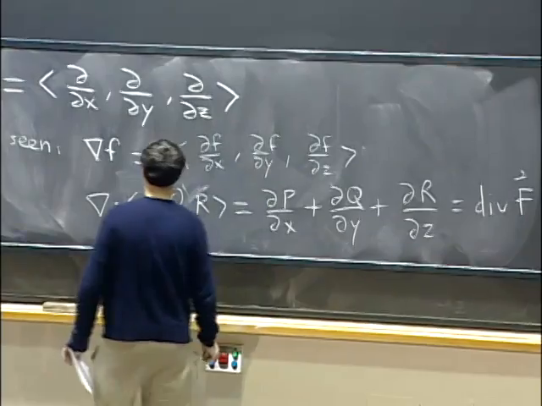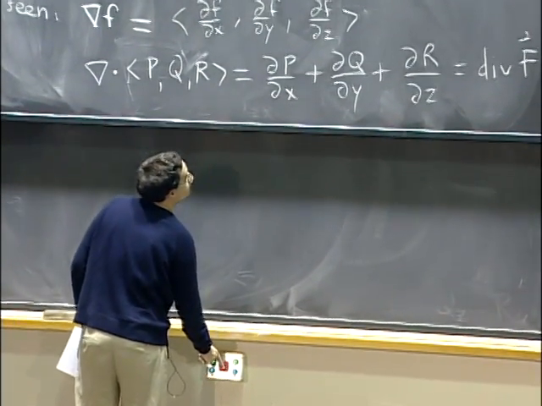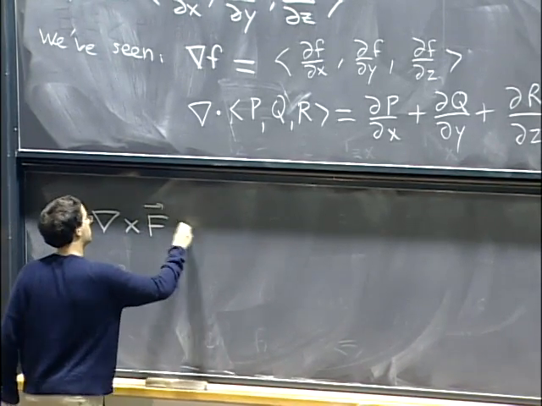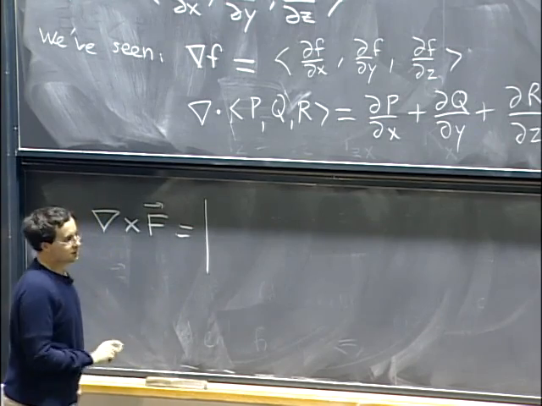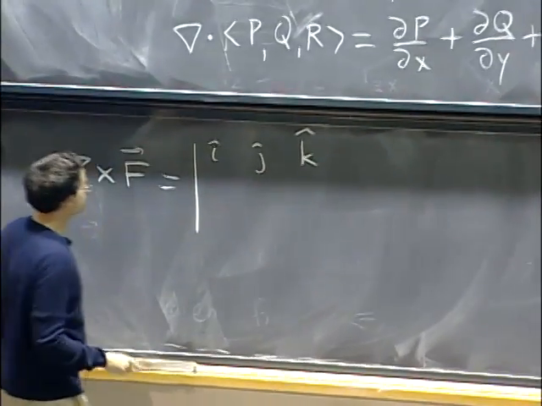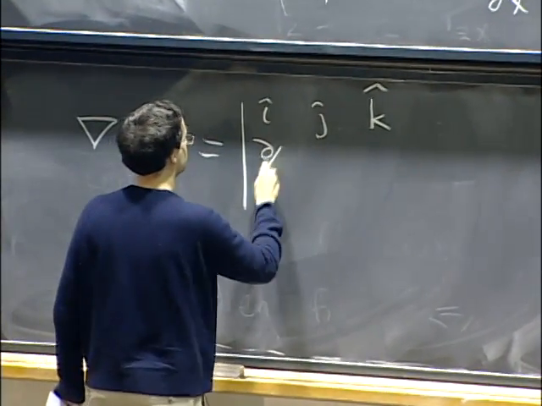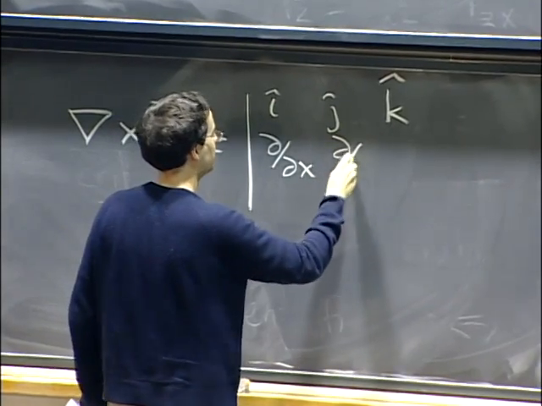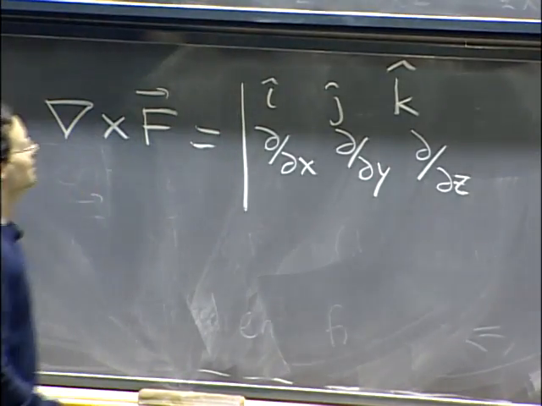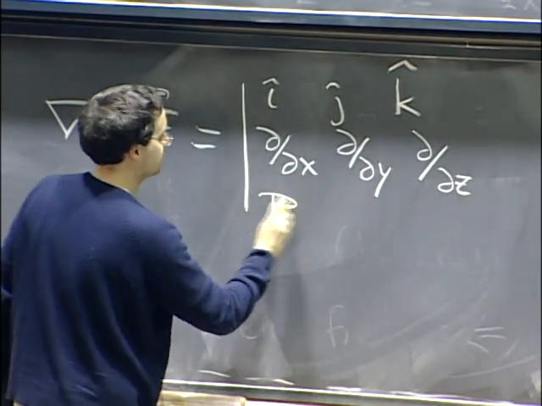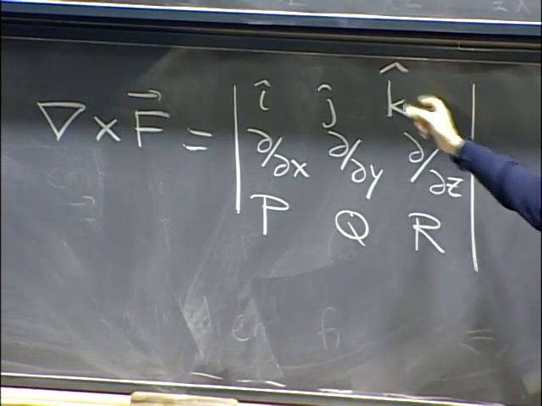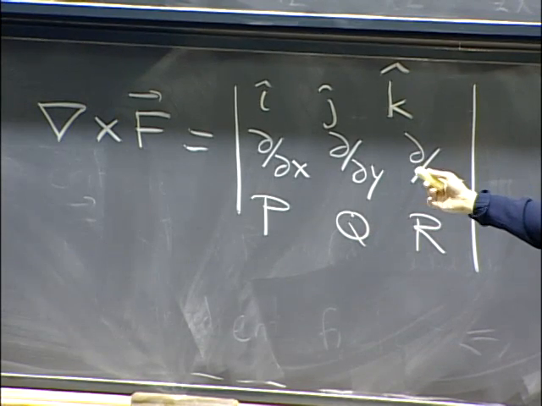And so now, what's new is that if I try to do del cross F, okay, so what is del cross F? So I have to set up the cross product between this strange thing that is not really a vector. I mean, I can't really think of partial X as a number. And my vector field, PQR. So see, that's really a completely perverted use of the determinant notation.